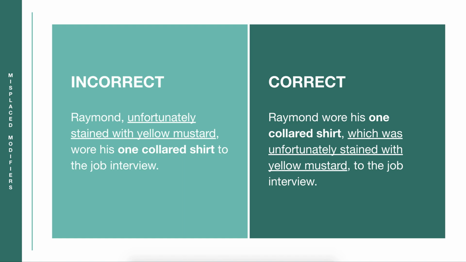All you need to do is identify the modifier, figure out what it is modifying, and then put those two things directly together. Like we just talked about on the previous slide, the word or phrase that is being described here is one collared shirt. And so all we have to do to fix this is move our modifier right next to one collared shirt, and then we are good to go.